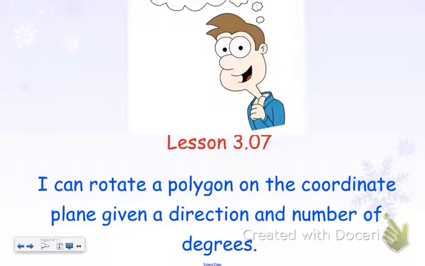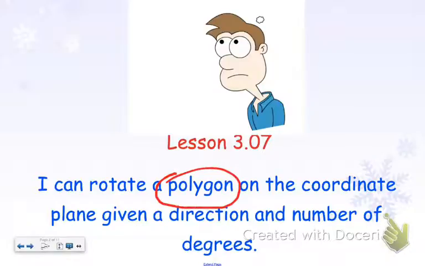We are spending our second day on rotations, which is the third type of transformation we've learned so far. And our I can for today is I can rotate a polygon on the coordinate plane given a direction and the number of degrees. So a new vocab word for today that you might not have seen before is polygon. A polygon is just a shape with 3 or more sides. So today we're going to be rotating actual shapes in the coordinate plane.